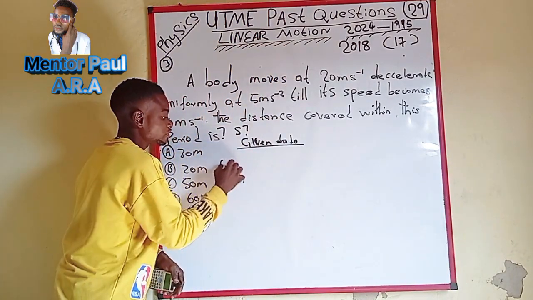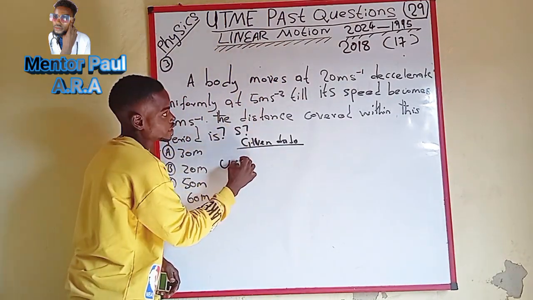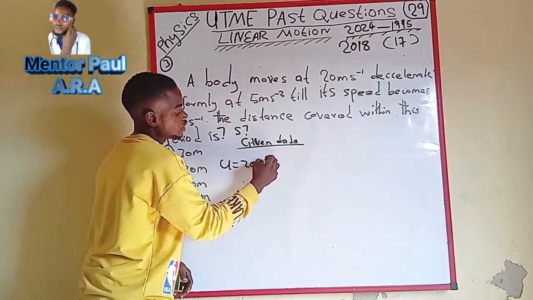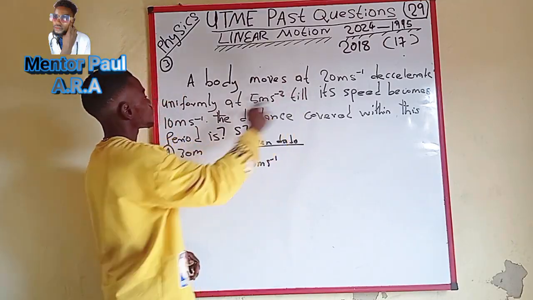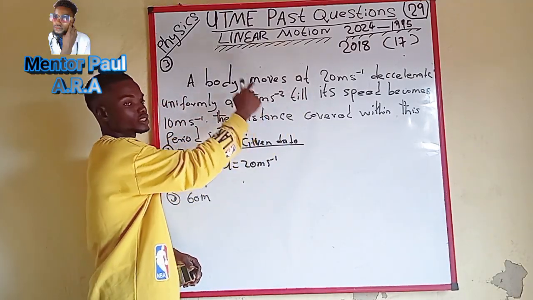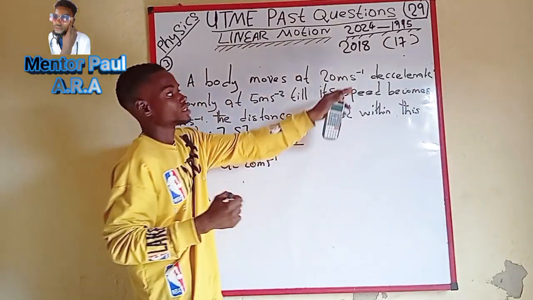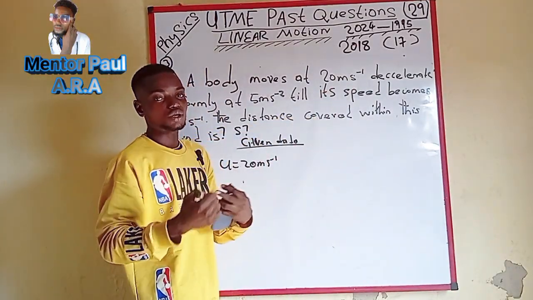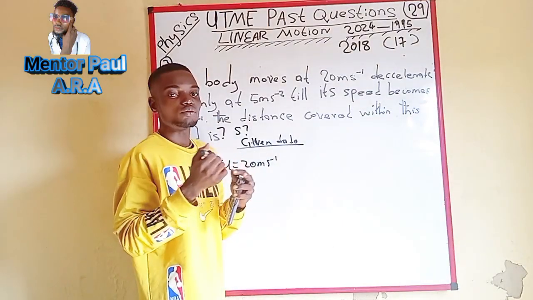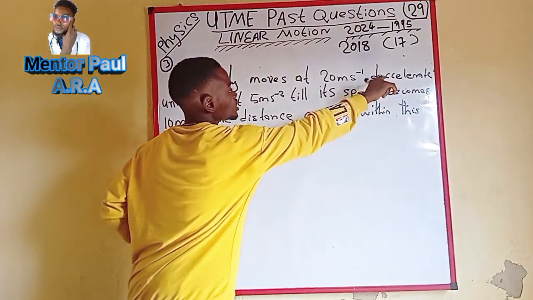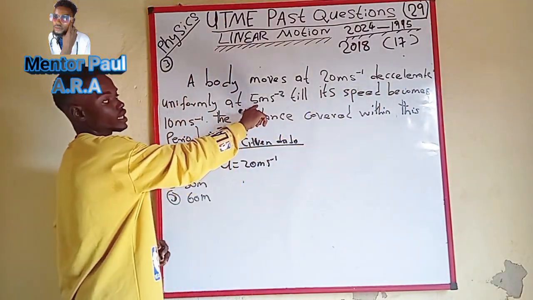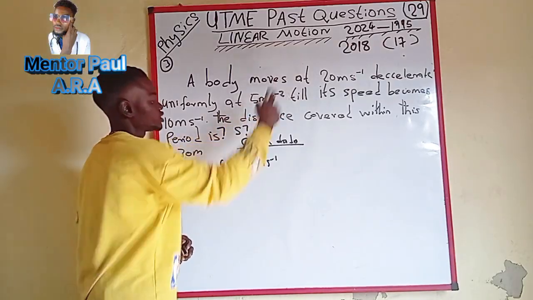So that is the initial velocity with which the body moves, and it is 20 meters per second. Now, it decelerates uniformly at 5 meters per second squared. Deceleration also means acceleration, whereby deceleration is a decrease in speed, while acceleration is when the speed is increasing. It is what? Accelerating. Now, it decelerates at 5 meters per second squared.